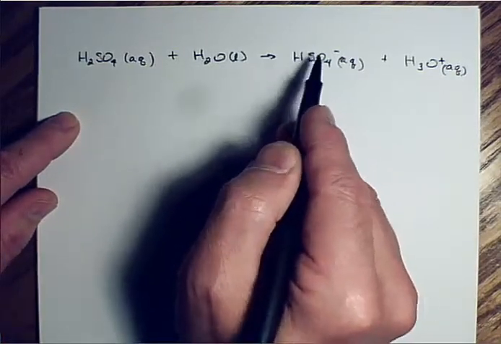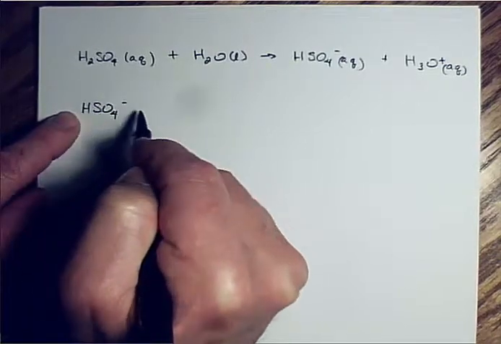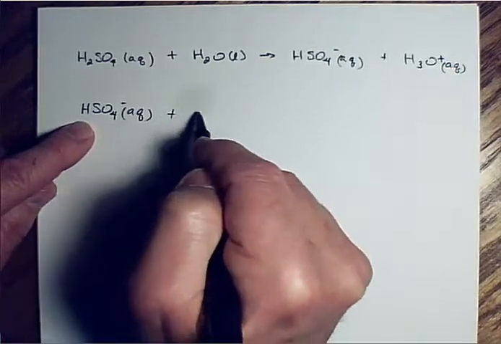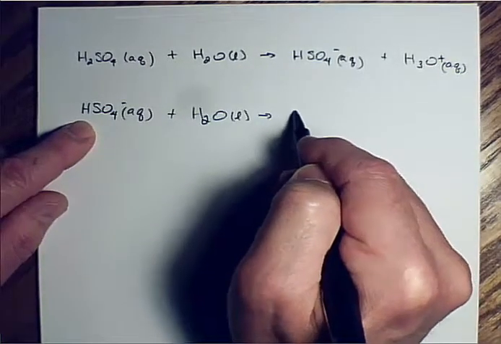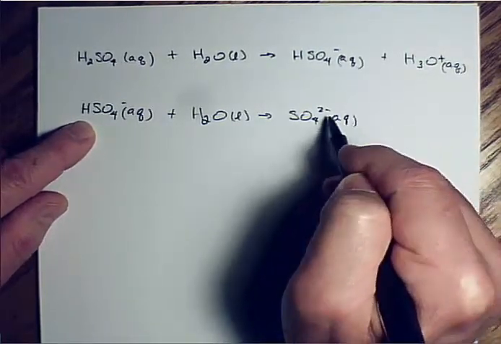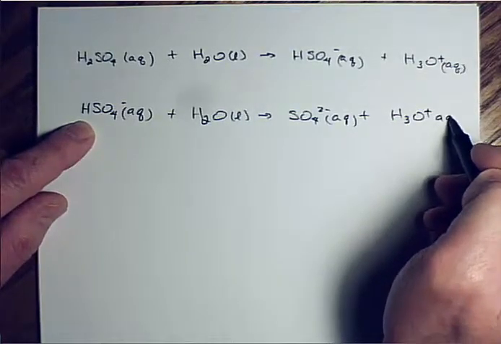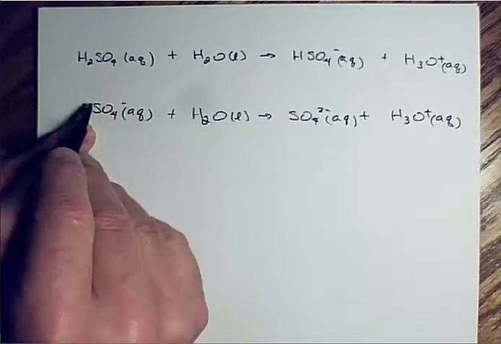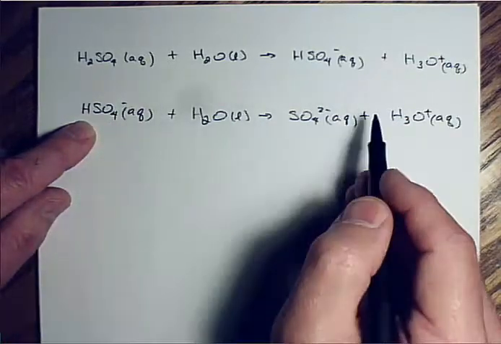This is also an acid, so this hydrogen sulfate, which has a negative charge, that hydrogen can come off of that and join up with another water molecule. And now we get just a sulfate ion and another hydronium. This, however, is a weak acid. This right here is a weak acid, so we've got a weak acid system and an equilibrium system being set up.